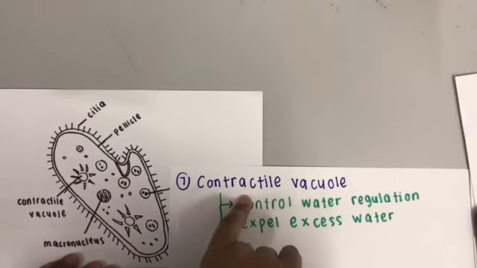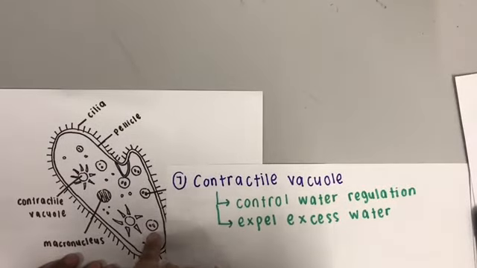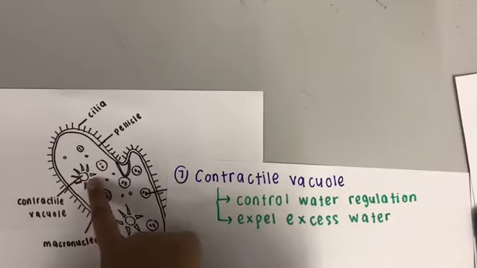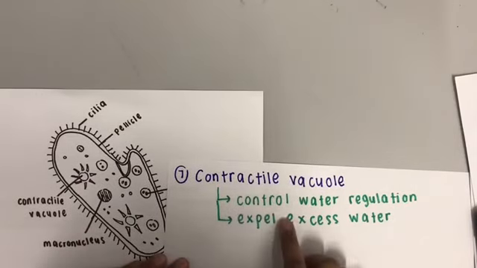Last but not least, the characteristic of the paramecium is the contractile vacuole. This is the contractile vacuole. Contractile vacuole helps in water regulation, and it also expels the excess water from the paramecium.